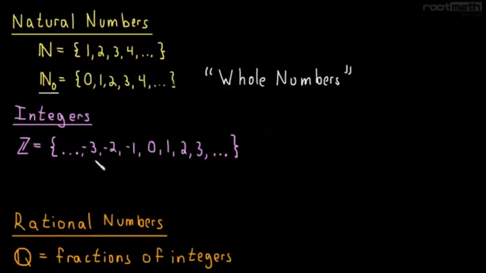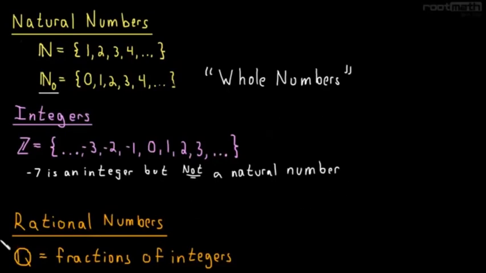Now, the integers have all the natural numbers, they have 0, and they have these negative numbers. So an example of an integer is something like -7. Now, -7 is an integer, but it's not a natural number, because there's no negatives in the natural numbers. On the other hand, something like 20 is both a natural number and an integer. We can clearly count up to 20 in the natural numbers, and the integers include all the natural numbers, 1, 2, 3, 4, 5, and so on.